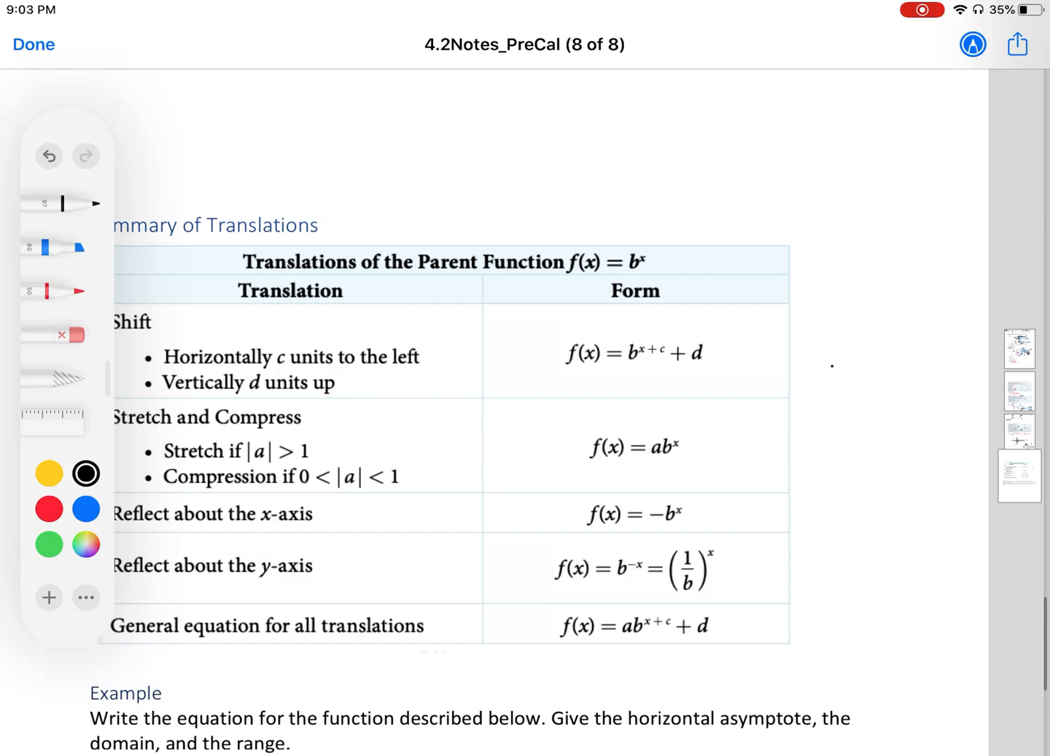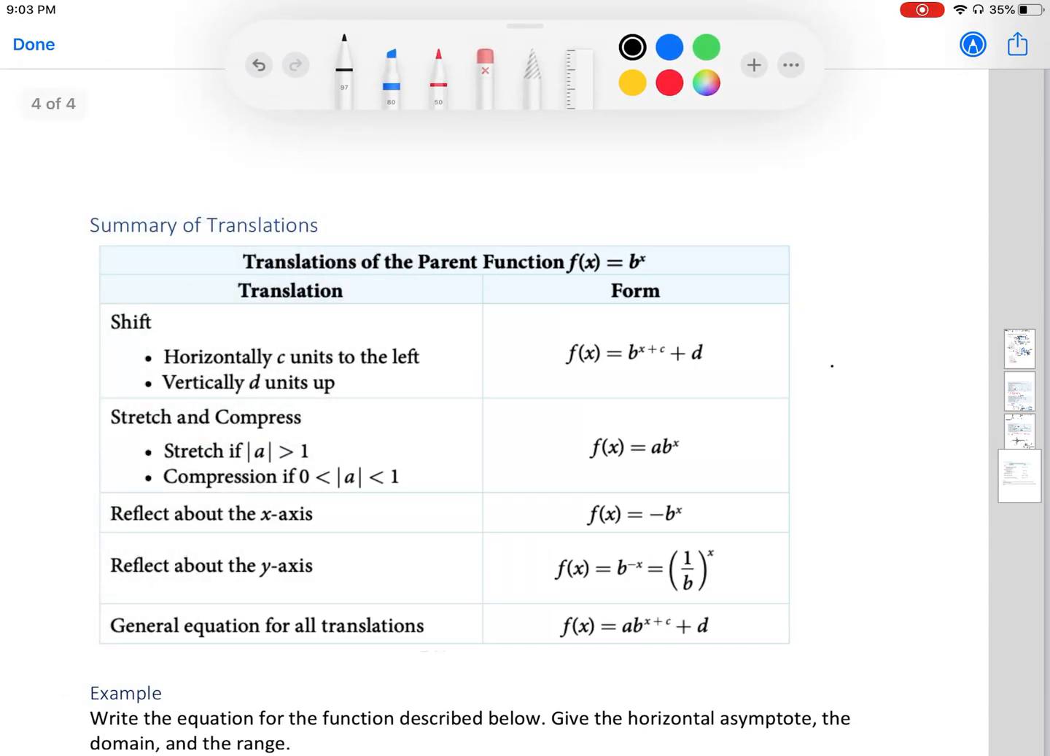Okay, just a quick summary of all the translations you worked with. Translations of the parent function f of x equals b to the x power. So you can have horizontal and vertical shifts. Your exponent is your horizontal shift, and the number that's being added on the side is your vertical shift. If you have a number in the beginning that's bigger than 1, you have a stretch. And if not, you have a compression, meaning it can be skinnier or it can be made wider.